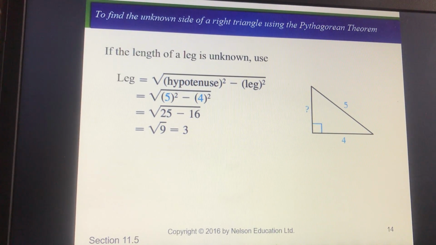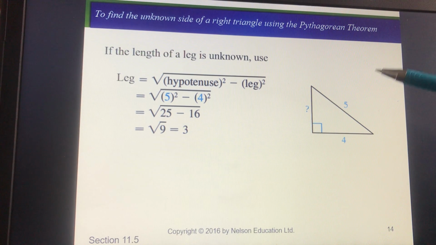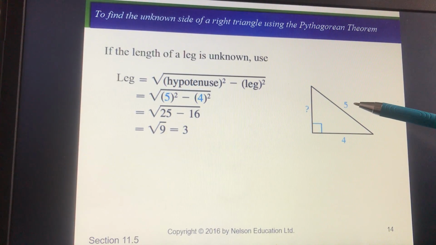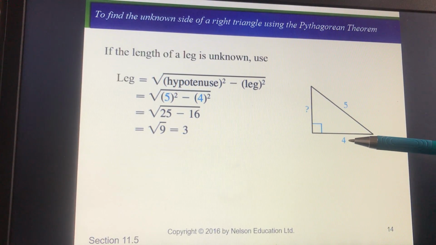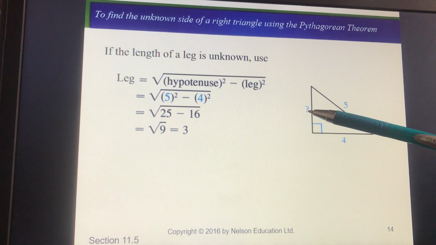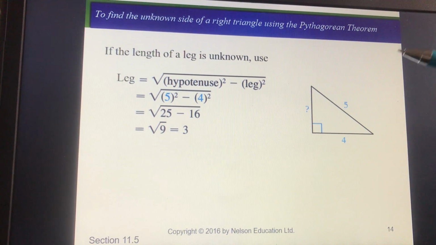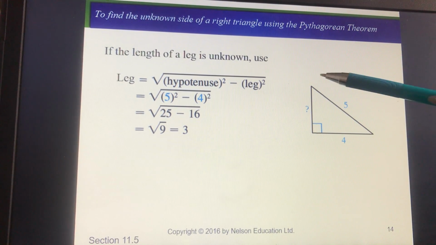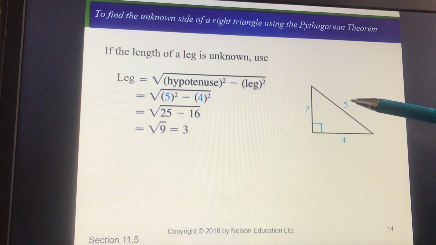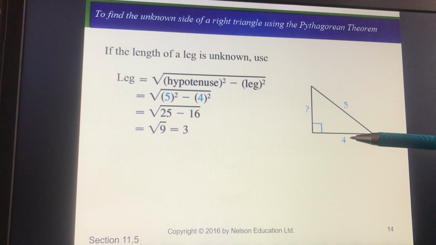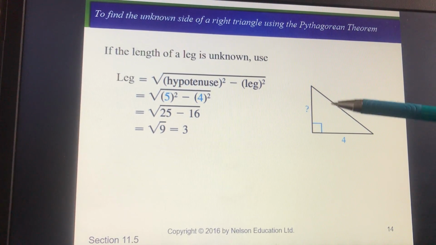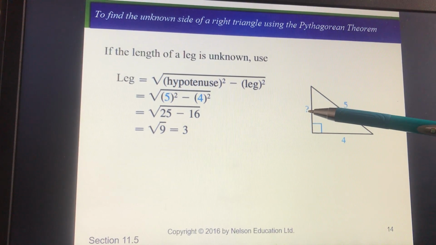In this example, if you have the hypotenuse, which is 5, and then you have one leg, which is 4, and the other side is missing, what are you going to do? You're going to find 25 and 16. Subtract them from one another, because that's the bigger one. So 25 minus 16, that gives us 9. Find the square root of 9, that's going to be 3.